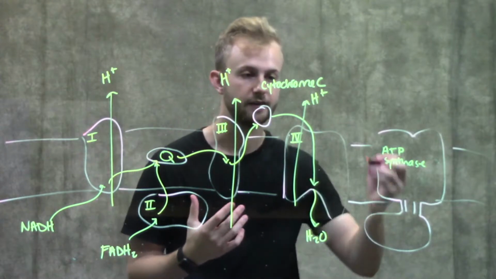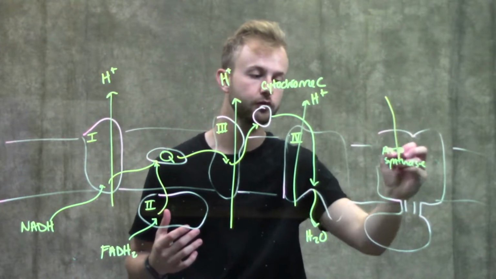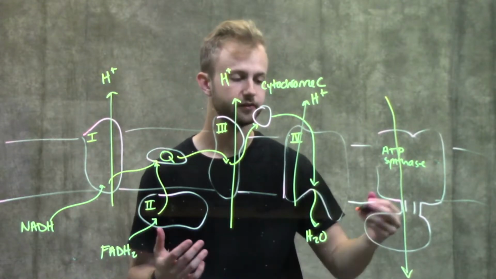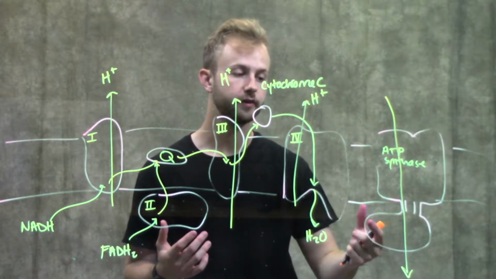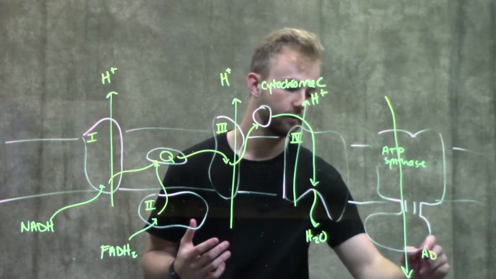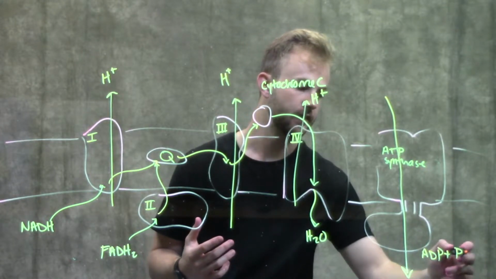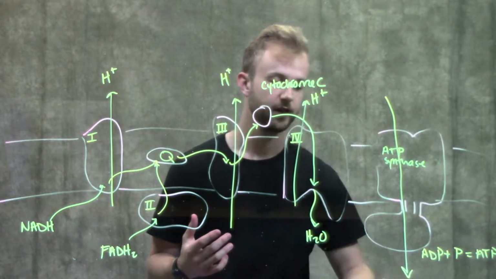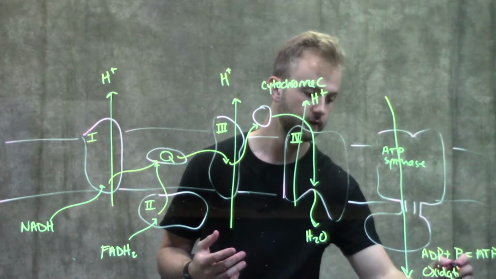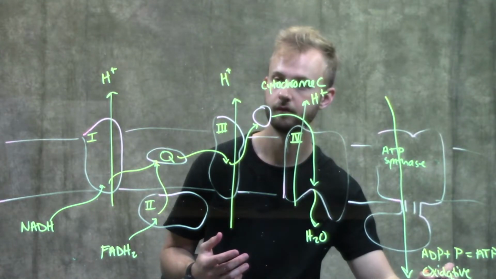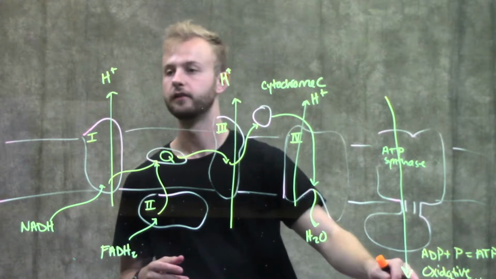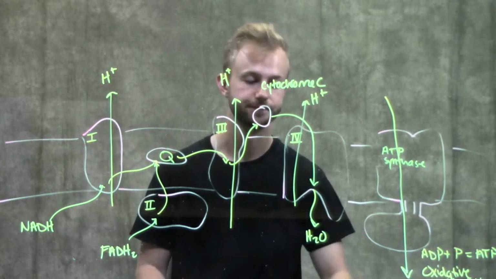What's going to happen is those protons are going to start flowing through ATP synthase back into the mitochondrial matrix. And as it does that, we're going to start producing ATP. ADP will combine with a phosphate to make ATP. And when you produce ATP like this, it's called oxidative phosphorylation. Okay, I don't think you can see that, but it's oxidative phosphorylation.